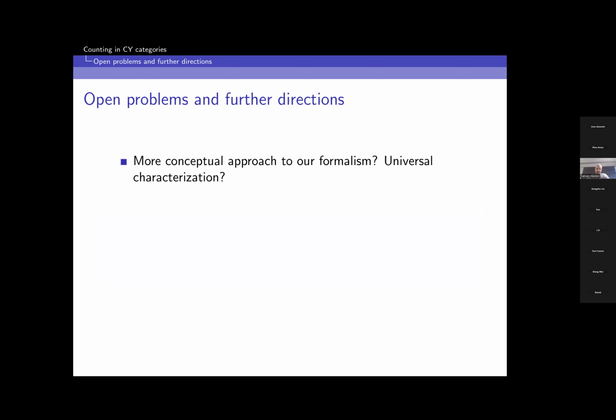So our formalism is not very conceptual at the moment. You just write down some formulas and you have some heuristics for how you arrive at these formulas. So it would be nice to have some more conceptual approach or some universal characterization, which tells you that this formalism is somehow the unique way in which to define things to make some properties work.